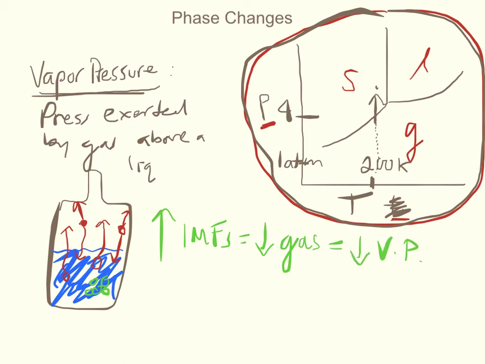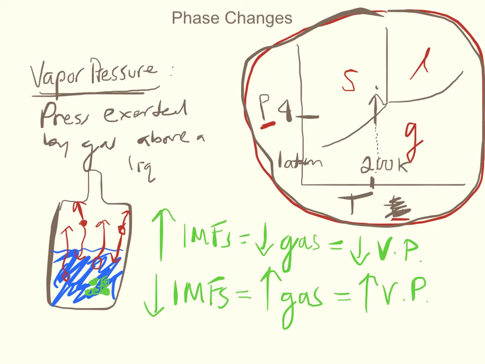On the other hand, if a substance has low IMFs, intermolecular forces, that means these liquid molecules are not attracted to each other very strongly, so more of them are going to evaporate into the gas phase, and therefore we're going to have an increase in vapor pressure. So this is just spiraling in our idea of intermolecular forces to talk about phase changes.